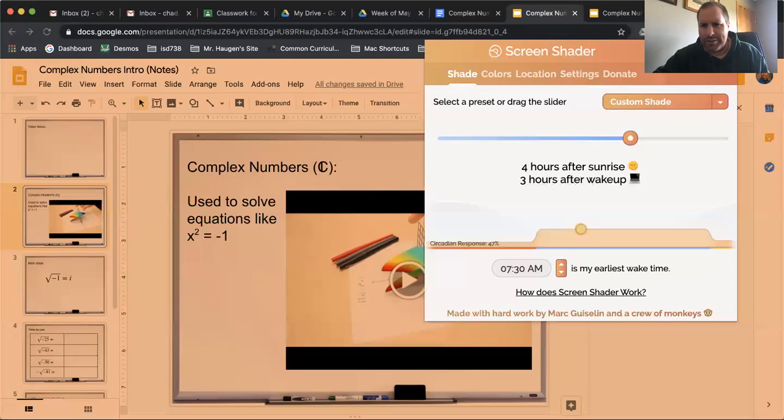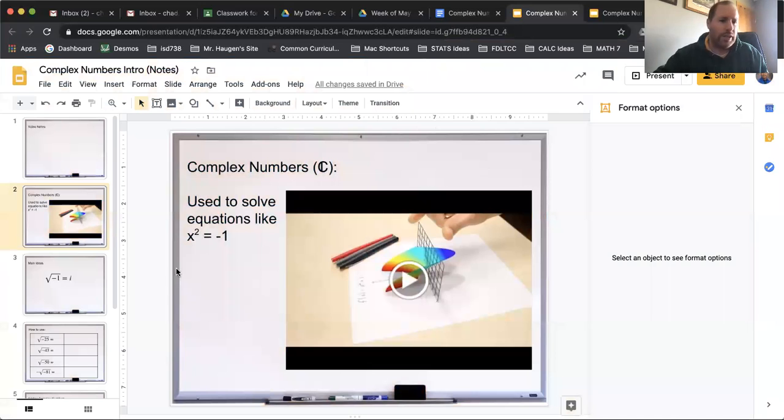And I just realized here I still have this shader on here. So let's take that off. But that's what you guys can look at.